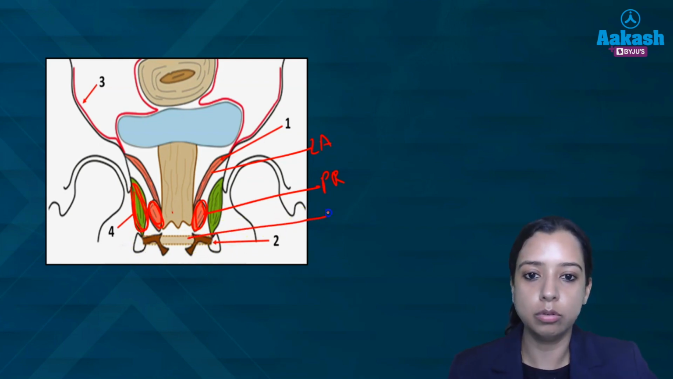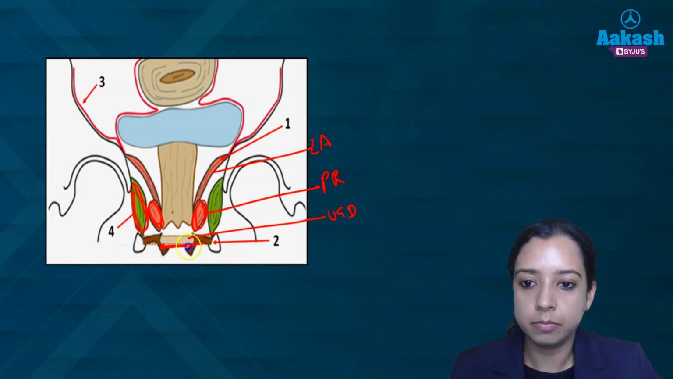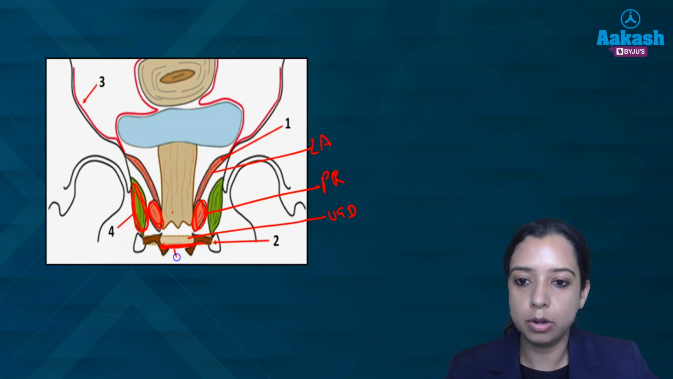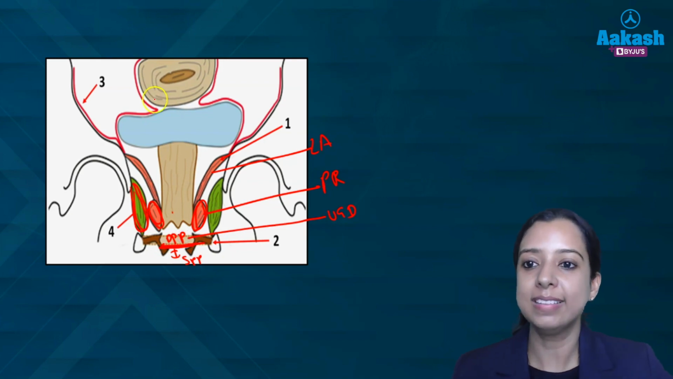Your 2 is urogenital diaphragm. Now this layer which is covering the inferior layer of urogenital diaphragm will be perineal membrane. Everything below it, this small area, will be the superficial perineal pouch. This is your deep perineal pouch. Easy. What is layer 3?